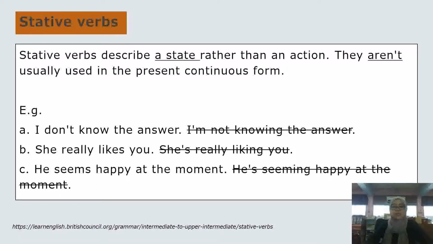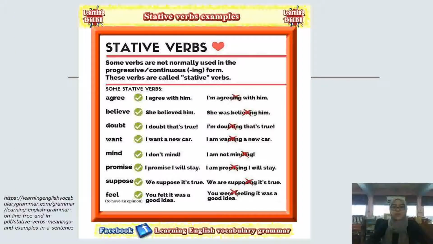Here are other examples of stative verbs. Some verbs are not normally used in the progressive, continuous or ing form. These verbs are called stative verbs. So what are they? Let's look at the samples one by one.